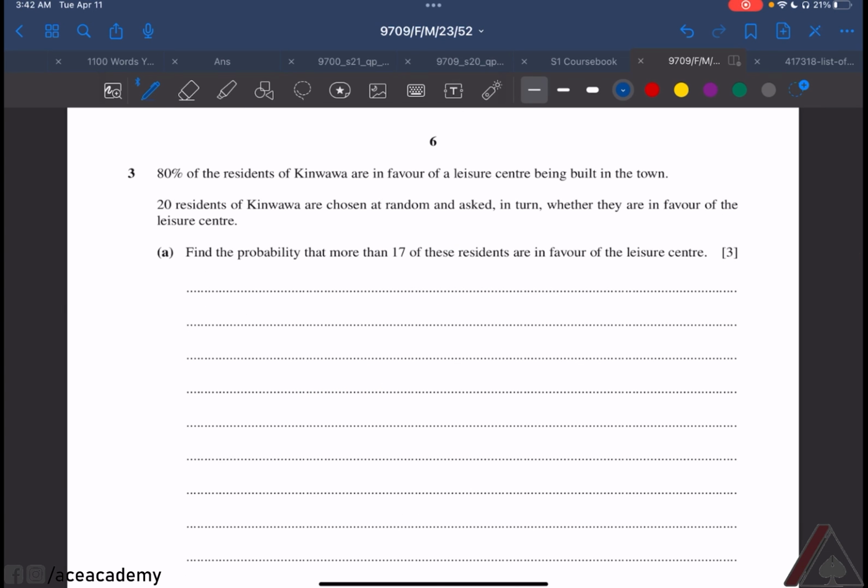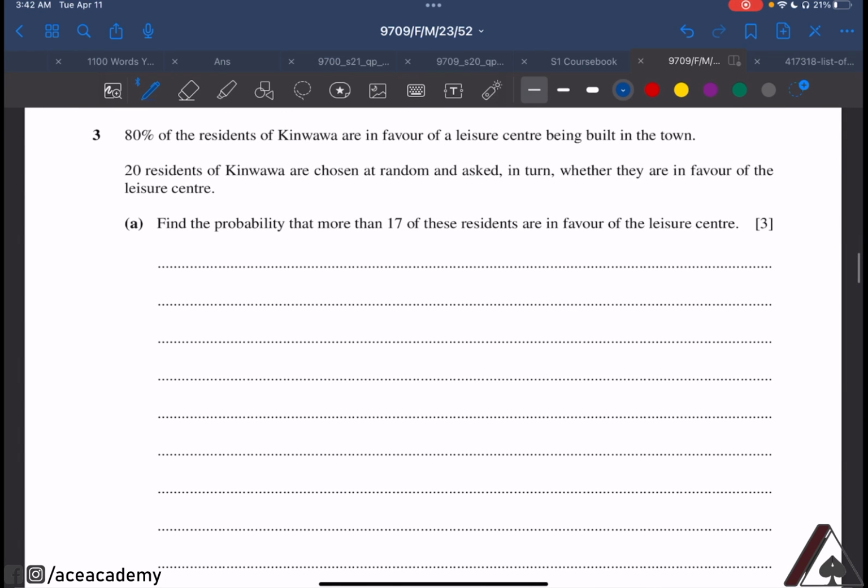Question number 3. 80% of the residents of Kinwawa are in favor of a leisure center being built in the town. 20 residents of Kinwawa are chosen at random and asked in turn whether they are in favor of the leisure center. Find the probability that more than 17 of the residents are in favor of the leisure center. Okay, so this is a typical binomial distribution question.